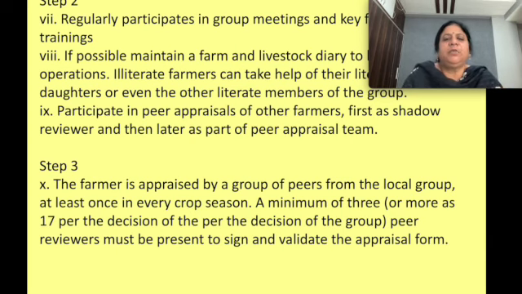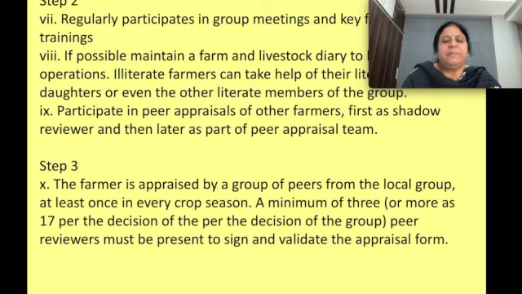Regularly participate in group meetings. Maintain all the livestock, dairy, and farm records. Illiterate farmers can take help of their family members or other members of the group. Participate in peer appraisal of other farmers, first as shadow reviewer and then later as part of the peer appraisal team. Initially, they have to participate as shadow reviewers, and gradually they can become peer appraisal team members.